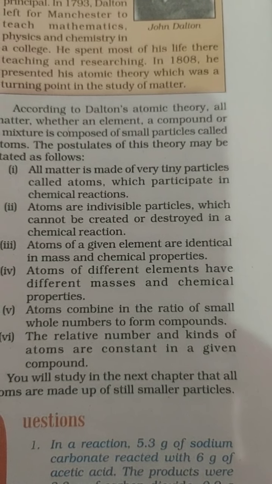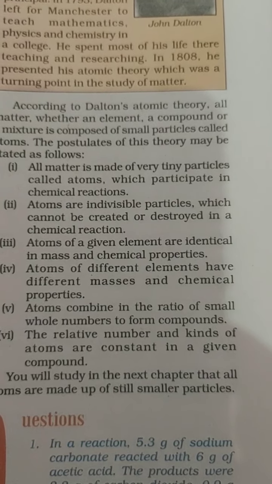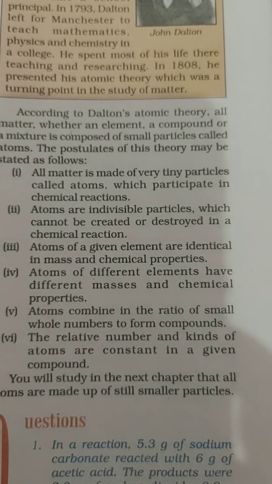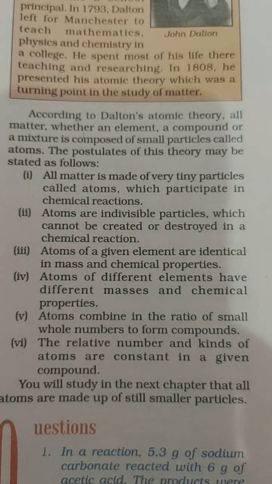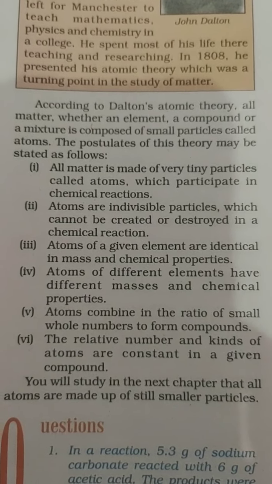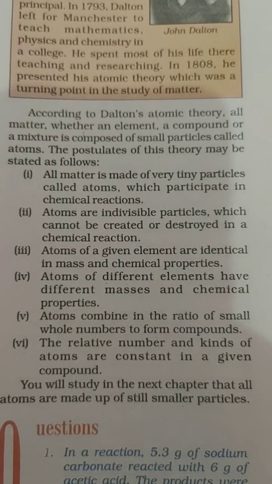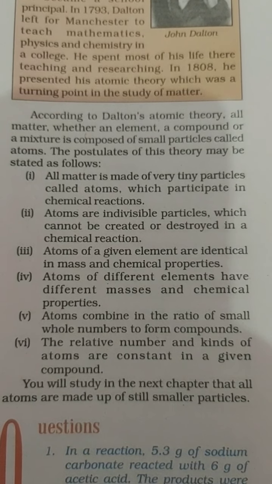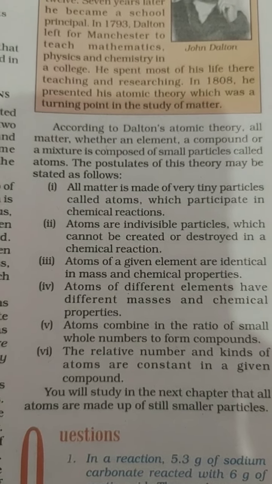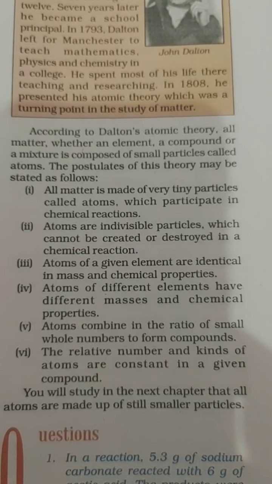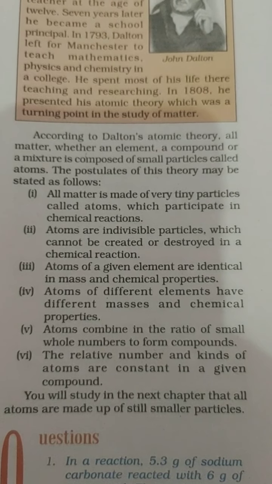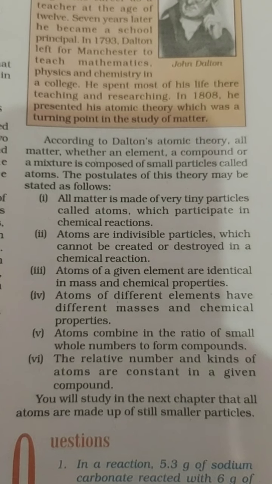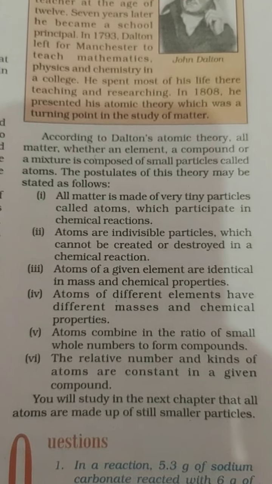And then the next was that atoms of the same element have the same properties. The last one was that atoms combine in a ratio of small whole numbers to form compounds. And the relative number and kinds of atoms are constant in a given compound. So that means the number of atoms will always be constant in a given compound.